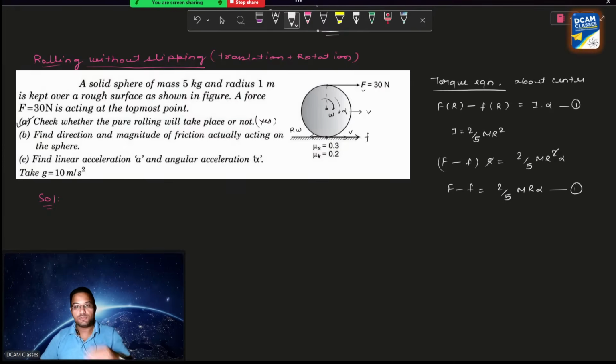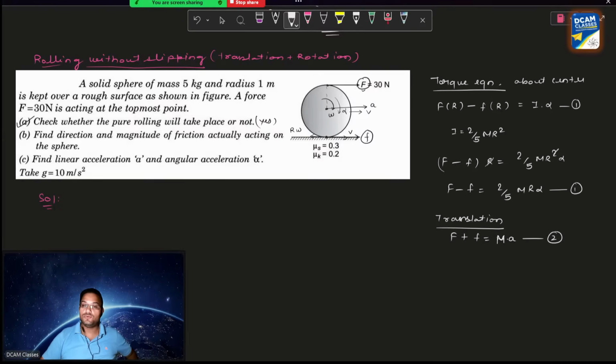Now for translation motion, there are two forces, one is capital F, one is the friction force. Because of these two forces, it will have translation acceleration also, when it starts to move with the translation motion. So in that case, for translation motion, I can have capital F plus small f is equal to mass into acceleration. This is my second equation.